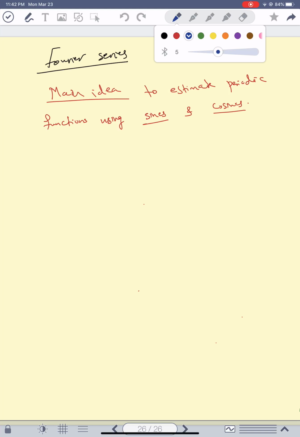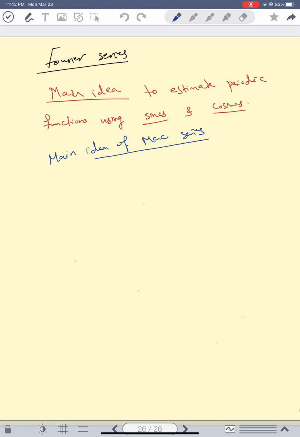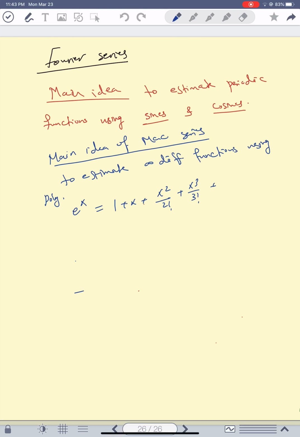At this point, I'd like to remind you of the main idea of the Maclaurin series. If you remember, the Maclaurin series main idea is to find estimates, to estimate infinitely differentiable functions. So if you have a function that is infinitely differentiable at 0, for example, we estimate it using polynomials. Just to remind you, e to the x was this simple form that I assume everybody remembers, okay?